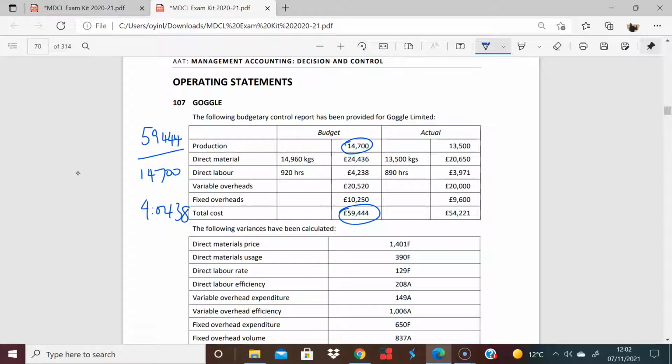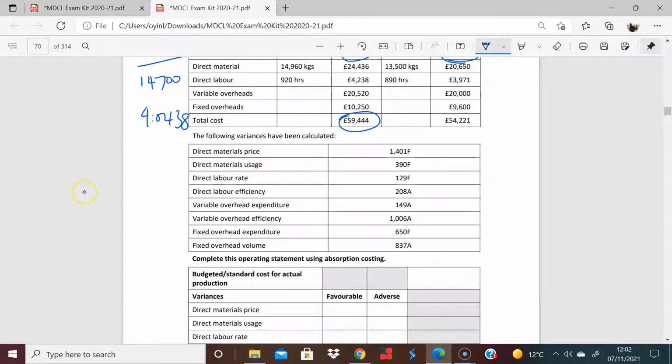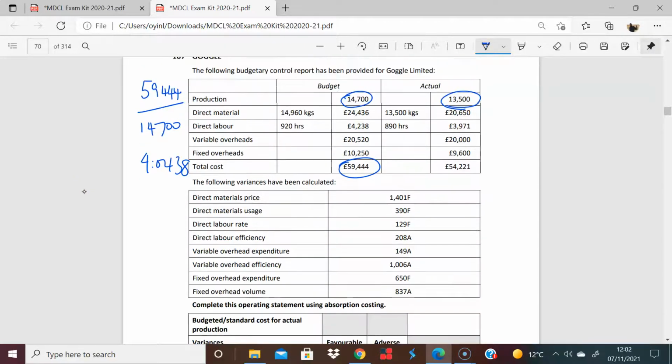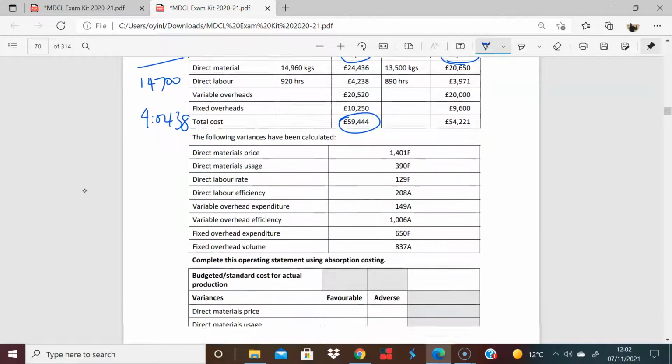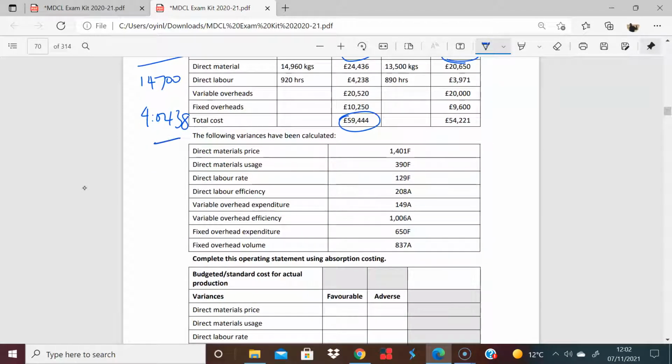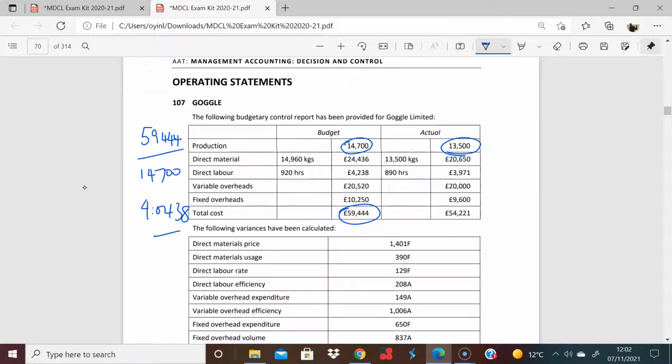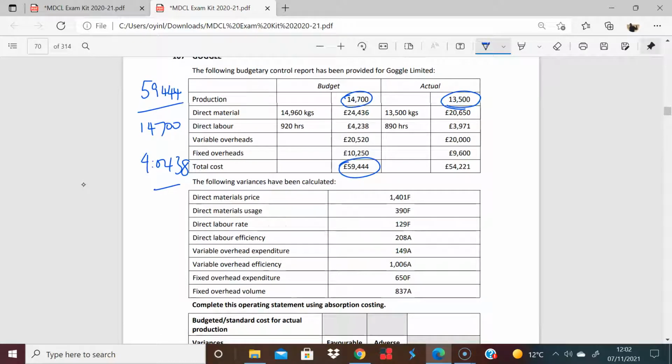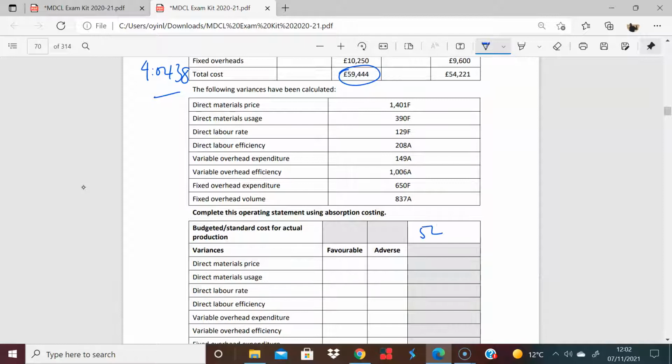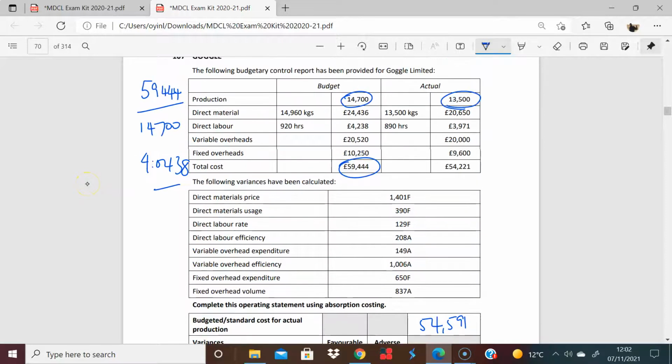When I flex my budget, I'm going to be multiplying that by what actually happened, because that's really the whole point of this. I'm comparing it based on the actual number of units. So I multiply that figure by 13,500, and you should get 554,591 if you round that up. That's the first thing you need to be clear about. That's what you're doing here.